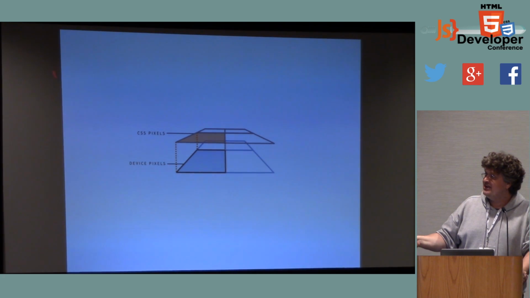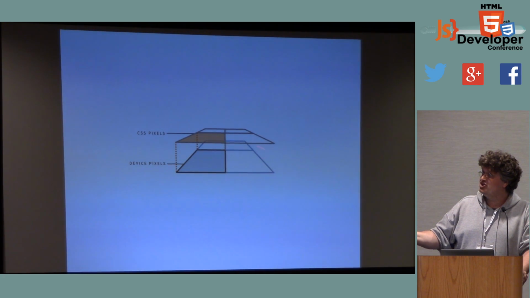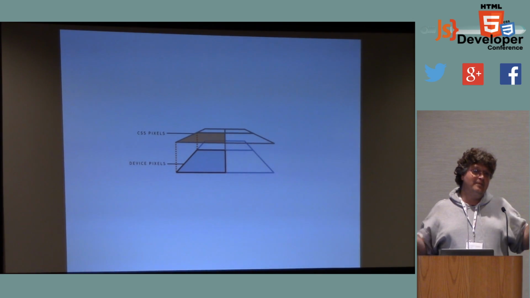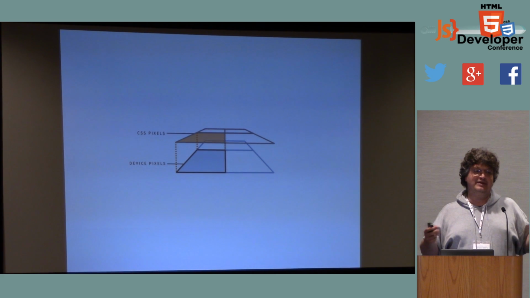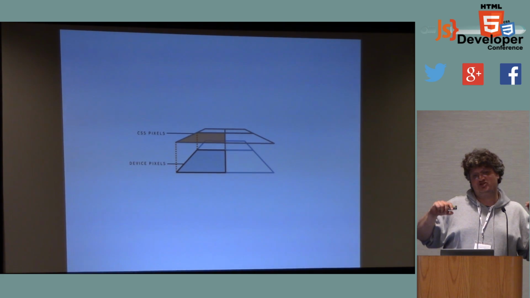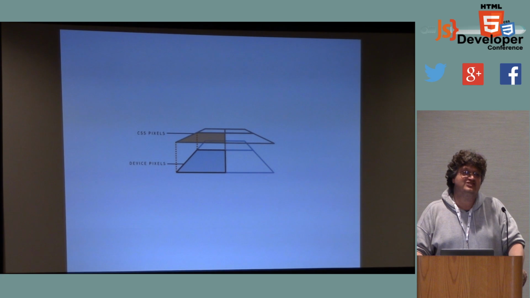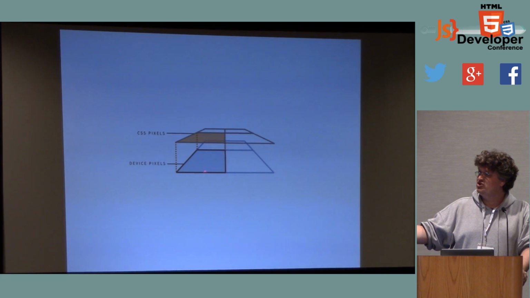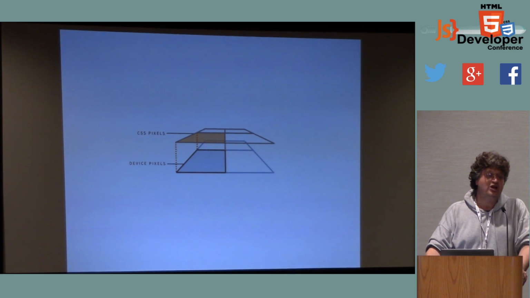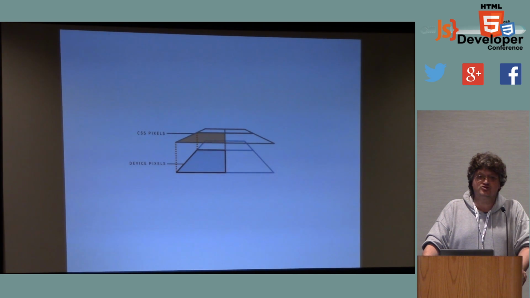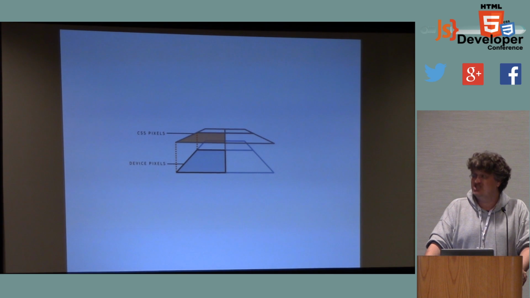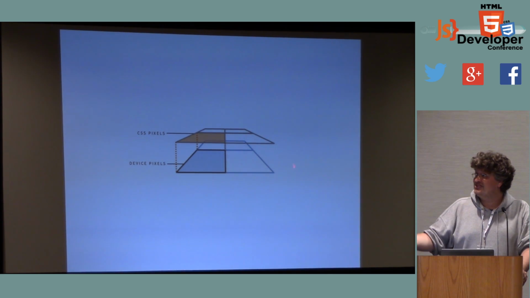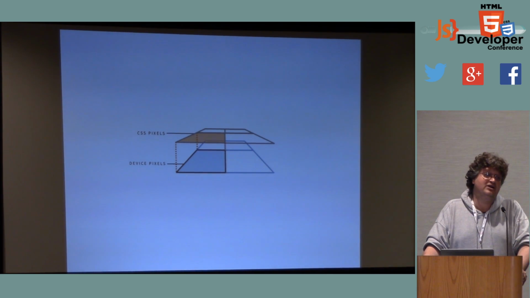Here's a little schematic. On an old monitor, one CSS pixel exactly equaled one device pixel, right? Back in the day when we were very happy because we got a bigger monitor and we could now see sites in 1024 by 768, that was because one CSS pixel was exactly the same as one device pixel, so we needed more device pixels in order to show more CSS pixels. That has changed now.